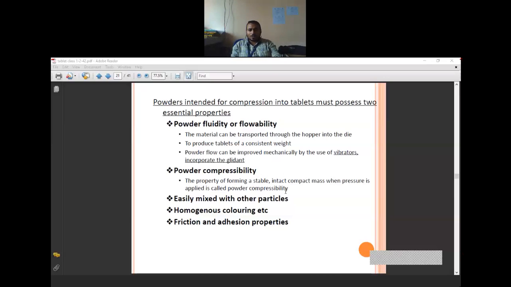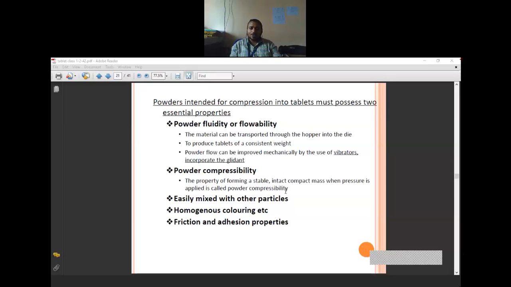Next is that it should be easily mixed with the other particles. All the ingredients should be like that. If some materials have a high bulk density, then it will be very difficult to mix them with the others due to their high bulk density.